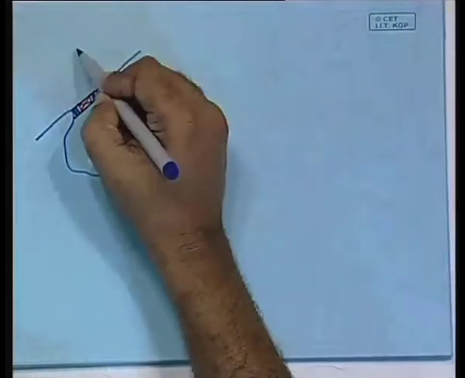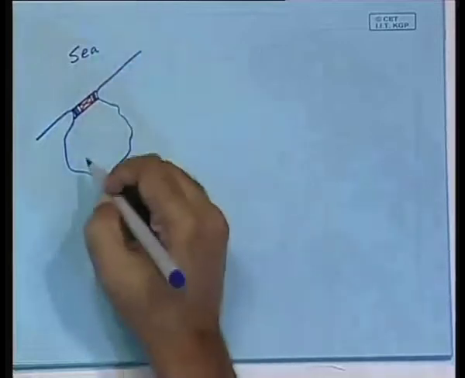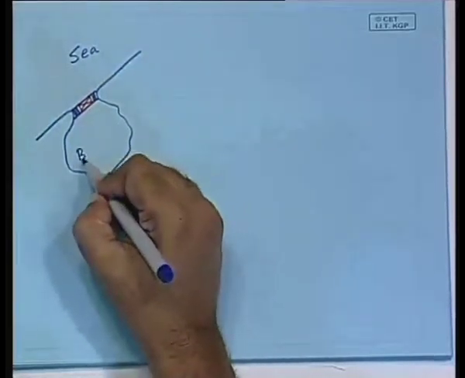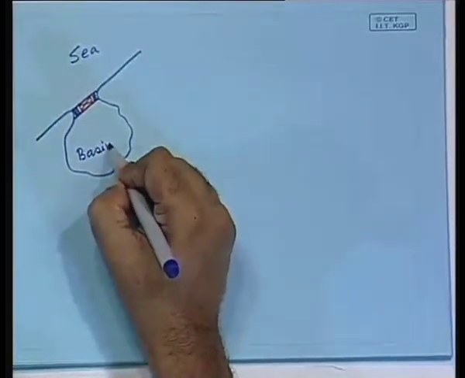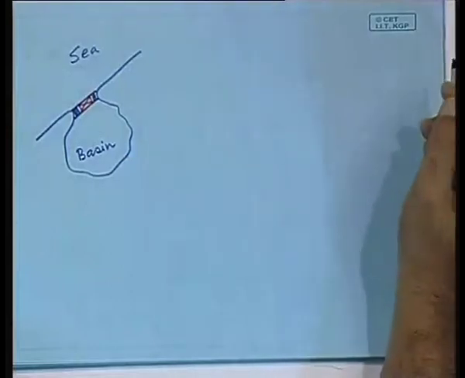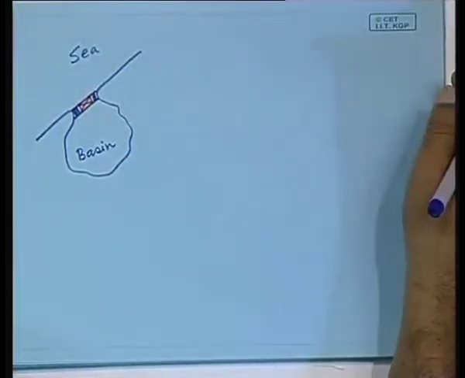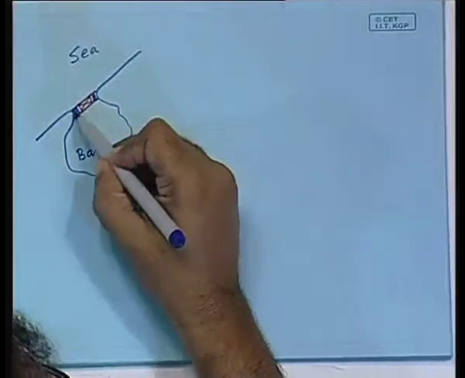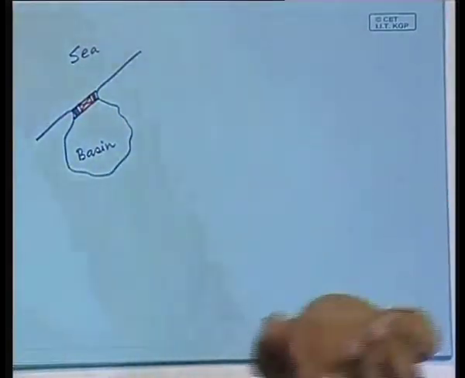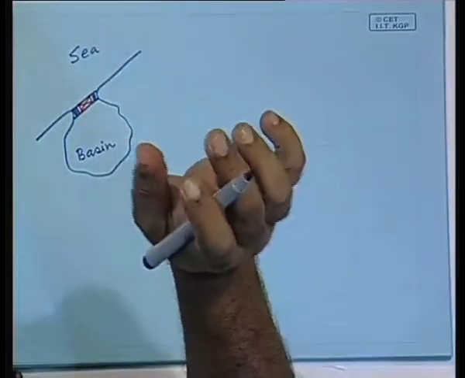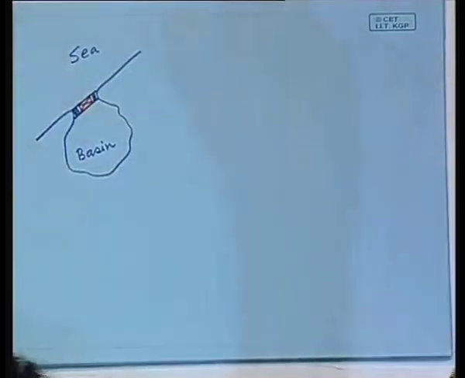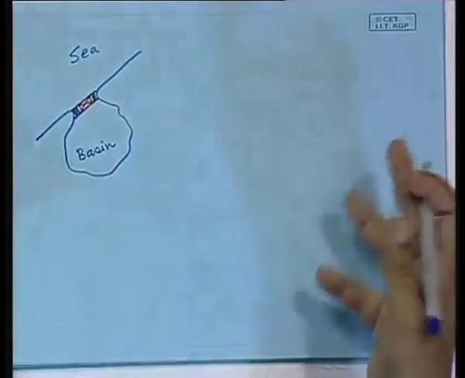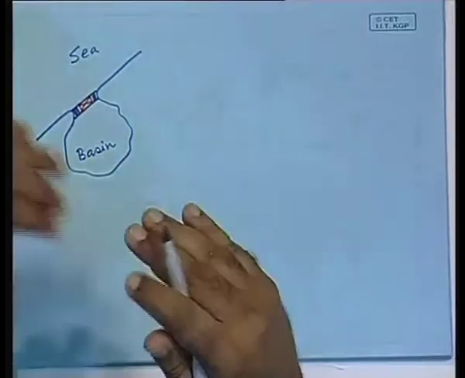So, this is the sea level, and this is called a basin, the tidal basin. Would the structure be understood? There is a turbine and there are a few sluice gates. Now, let us draw the cycles of the various levels.